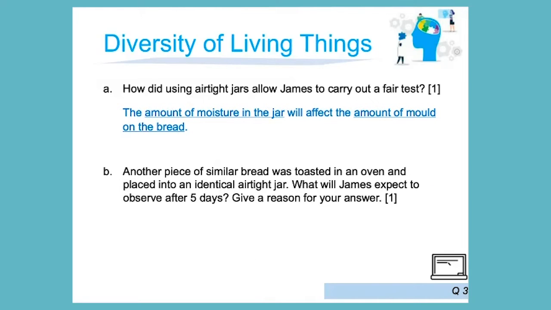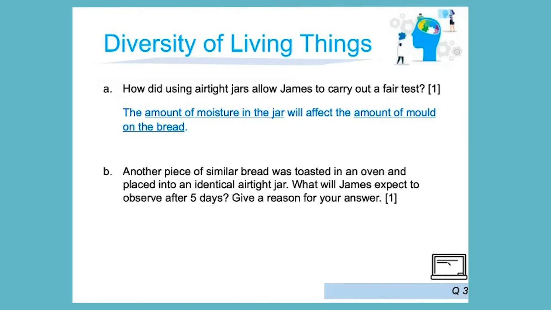Part B, another similar piece of bread, and some of you directed your answer towards heat. But if it's toasted and cooled after 5 days, then it wouldn't remain hot after 5 days. So what an oven does is that if you heat something in the oven, what do you realize about your toasted bread? It's hard, it's crispy, and it's dry.